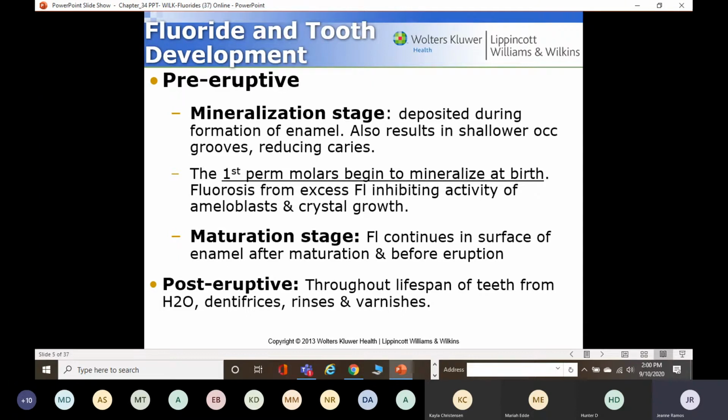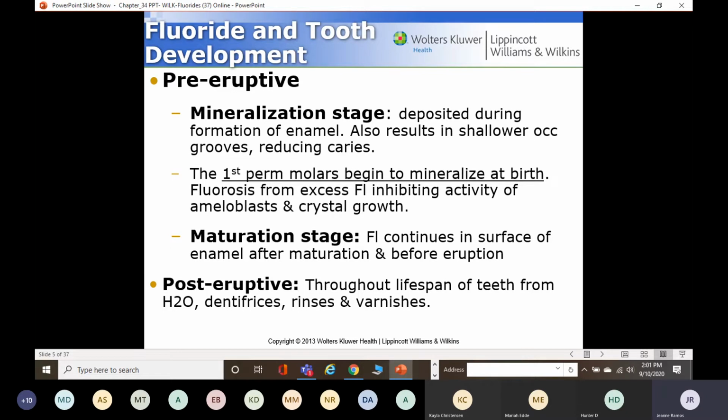What that means is when they start to mineralize at birth, if you're in a place that has excess fluoride, it's a time in your breastfeeding or whatever to really think about the excess fluoride in the water. Fluoride at that time will inhibit all of the ameloblasts and crystal growth. And remember that ameloblasts have to do with enamel. Anything amelo has to do with enamel.